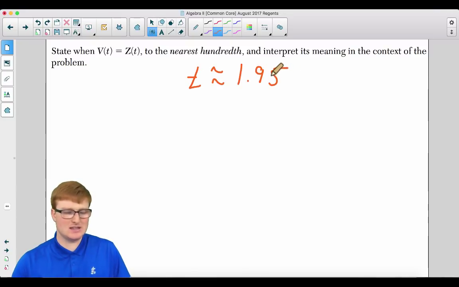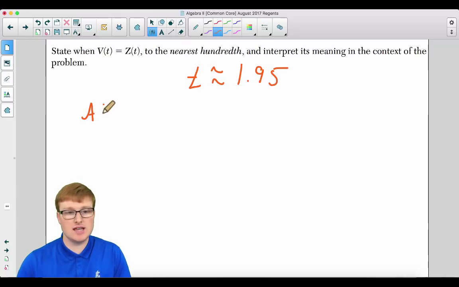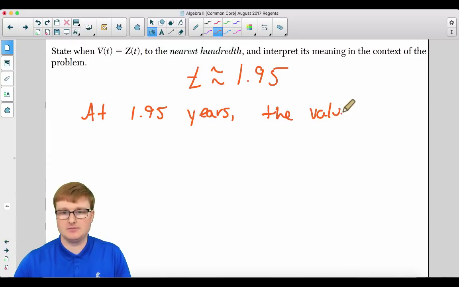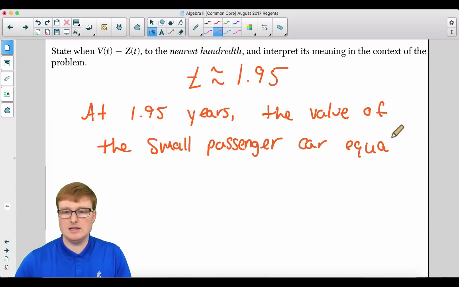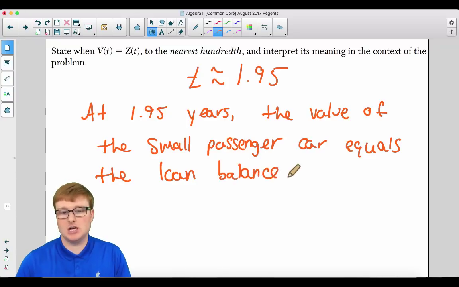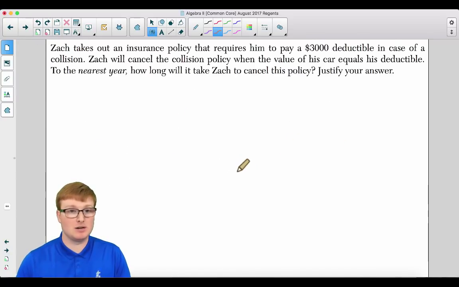And what does it mean in the context of the problem? Well, you're going to say at 1.95 years, the value of the small passenger car equals the loan balance. And that's how you interpret it. Done. Moving on to the next part.